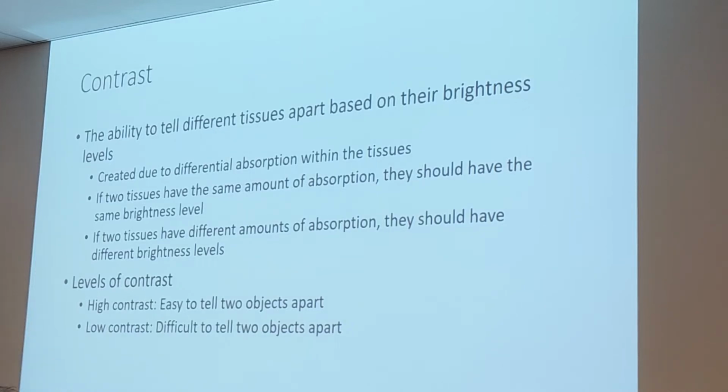Okay, low contrast, very similar levels of brightness, hard to tell them apart. Got muscle, kind of gray. Kidney, also kind of gray. Hard to tell them apart on an X-ray because they're both similar colors, similar shades of gray.